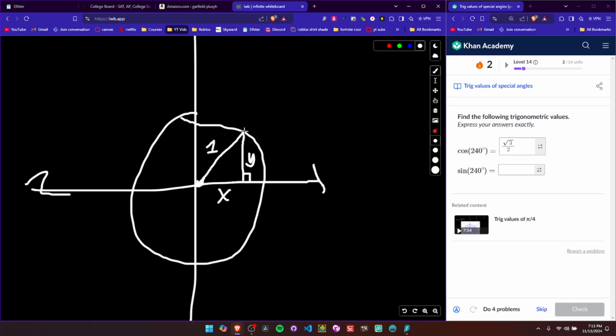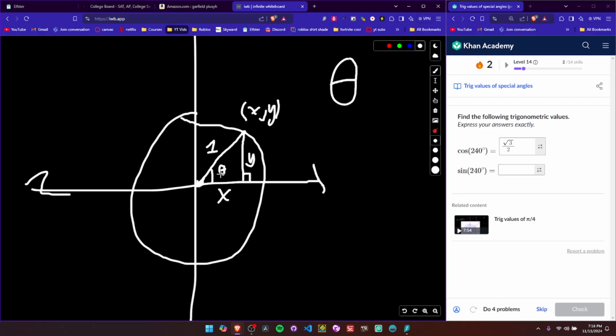And so this coordinate point right here is going to have the coordinates of x comma y, right? So to actually solve this, what we can do is call this angle theta. Theta looks like that. It's a Greek letter we use to assign angles, right?